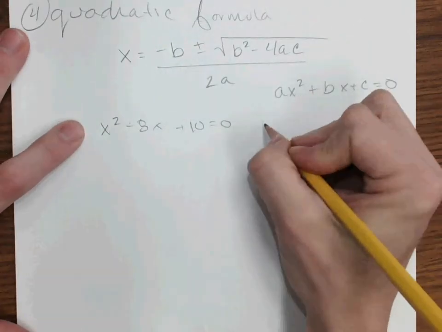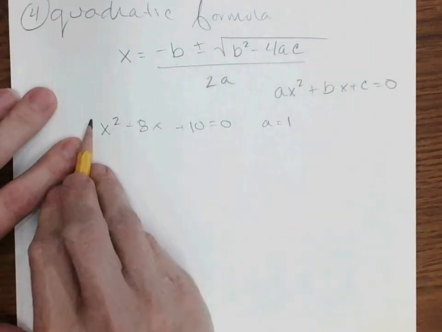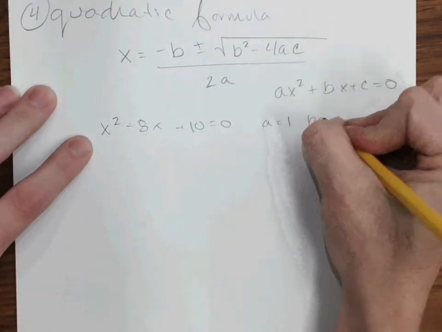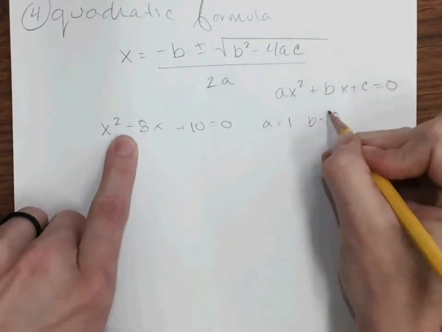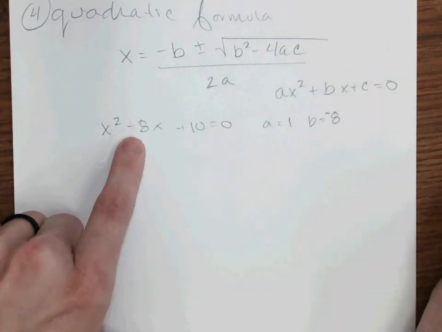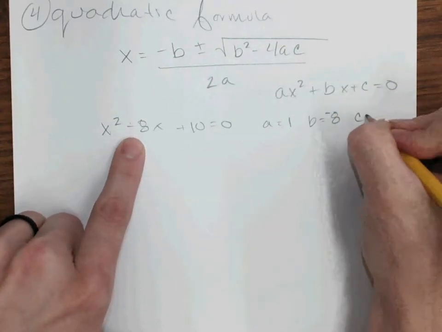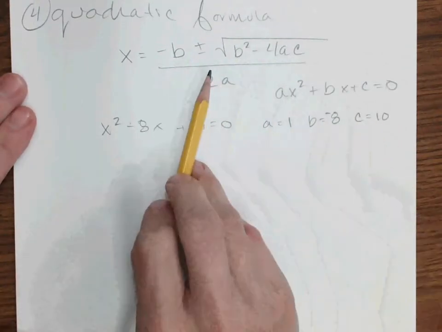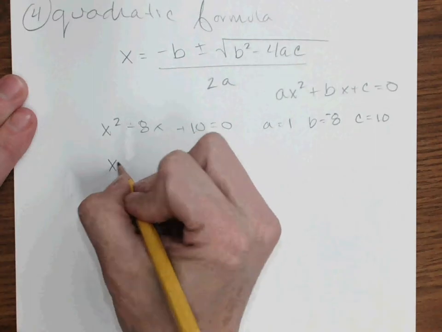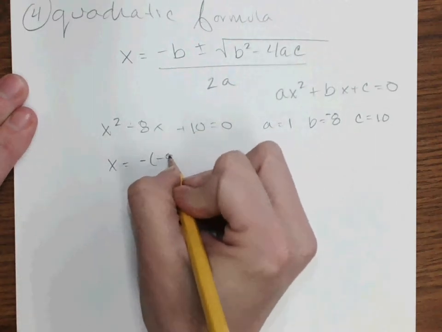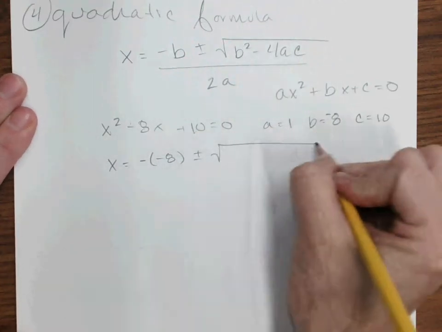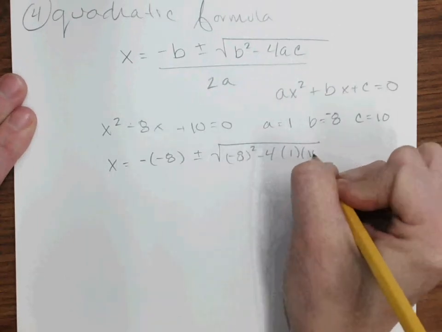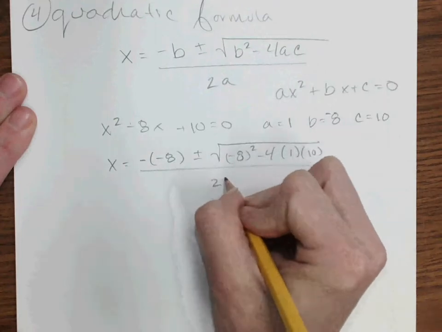So for this one, I know that my a is 1. Remember, it's that invisible number in front of my variable. If there's nothing there, it's just a 1. My b is not just 8, but a negative 8, always remembering to look for those signs. And then my c is going to be a 10. So now I just need to plug all of these pieces into my quadratic formula. So I've got negative negative 8, plus or minus the square root of negative 8 squared minus 4 times 1 times 10, all over 2 times 1.